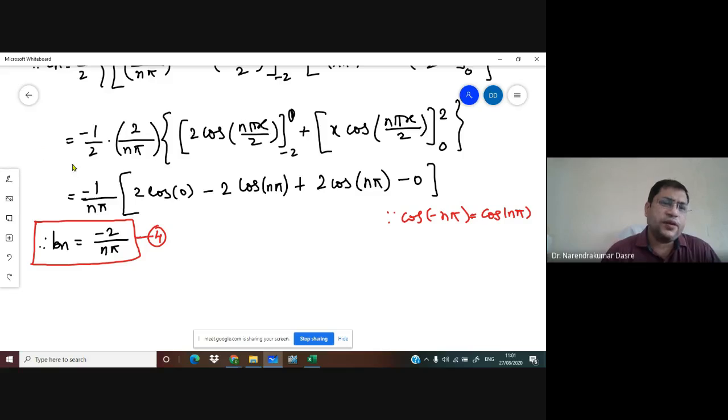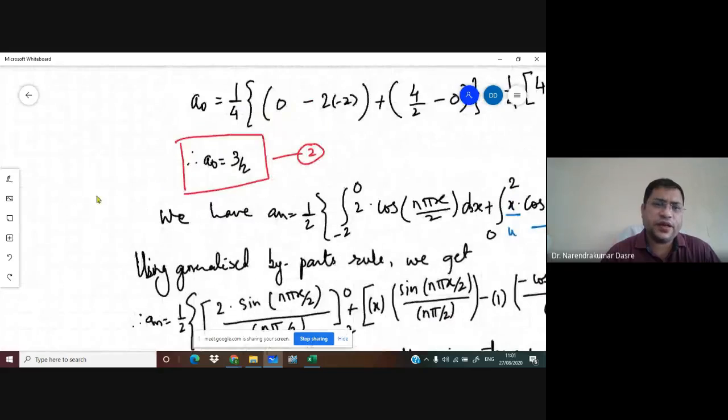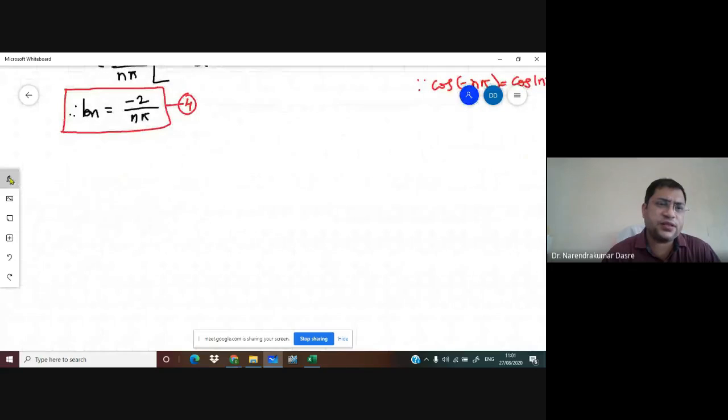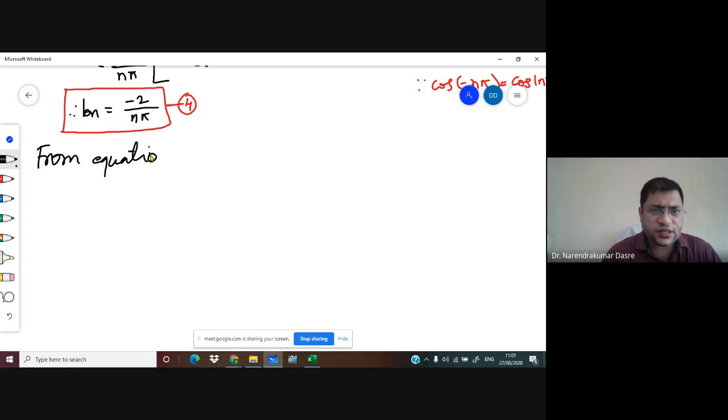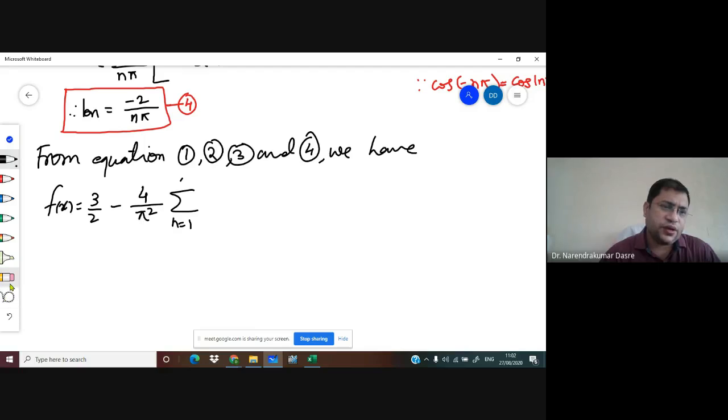Okay. So here we got the value of An, we got the value of A0, and we got the value of Bn. So we are able to write the Fourier series. So what we can say is, from equations 1, 2, 3, and 4, we have f of x is equal to, please be careful here, 3 by 2 minus 4 upon pi square summation n running from, here we have to be careful.